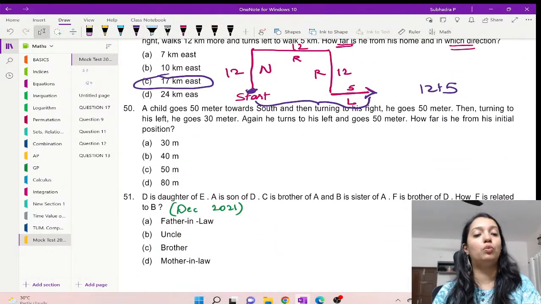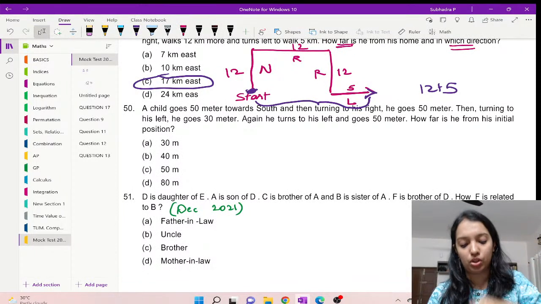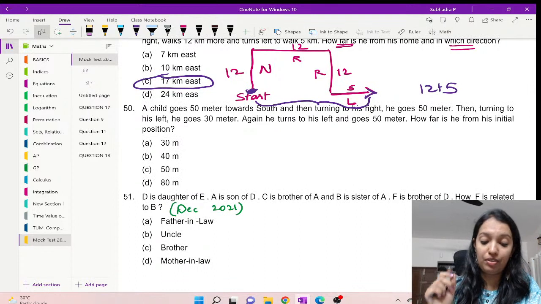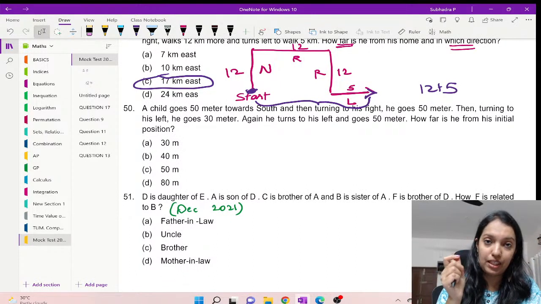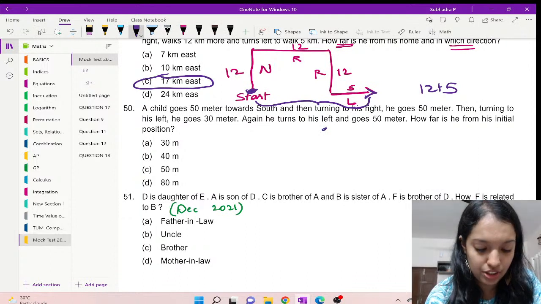Next, the 50th one. A child goes 50 meters towards south. So we'll start a drawing. Whenever it is a direction sense test, remember that you have to draw the diagram for them. So this is the starting point.